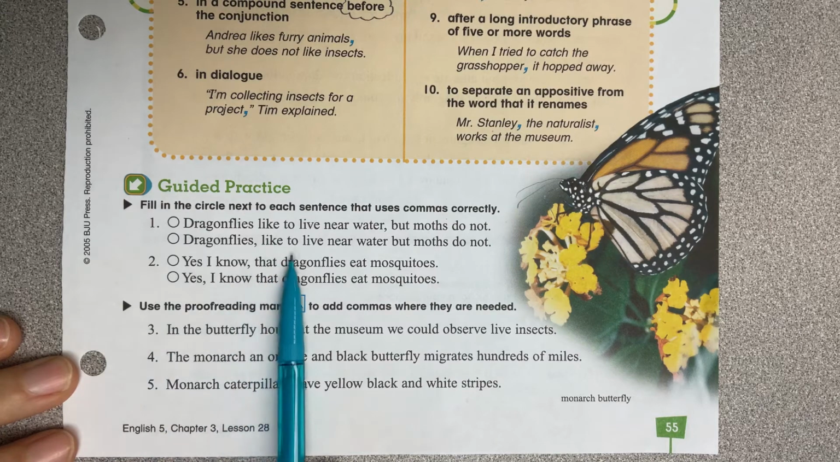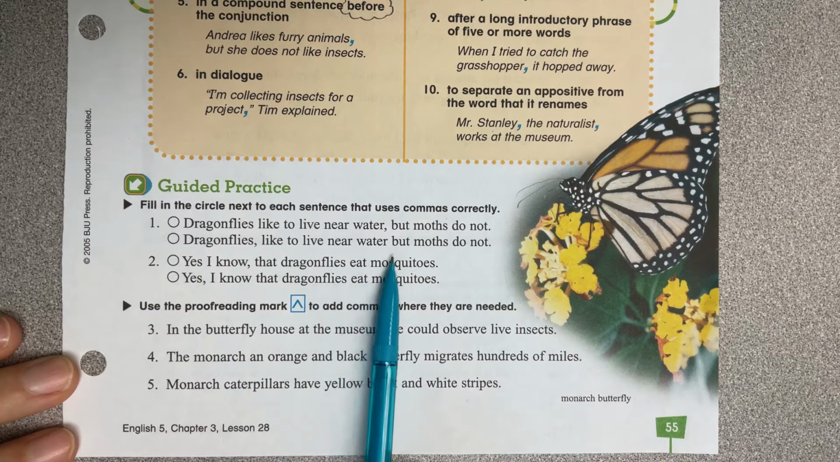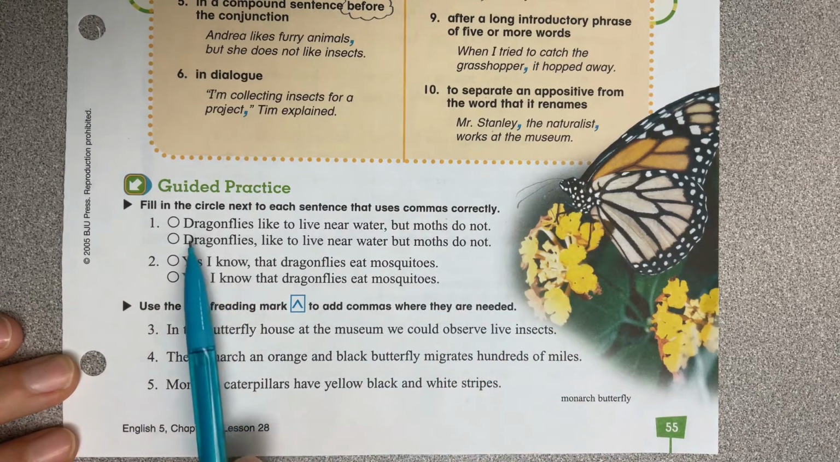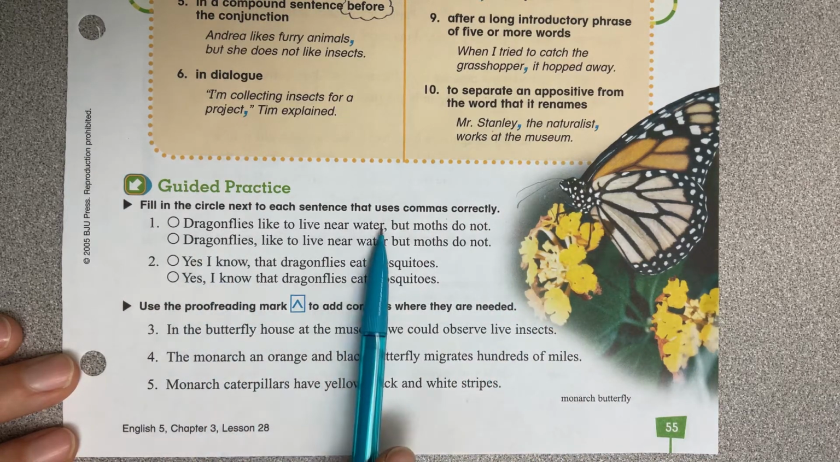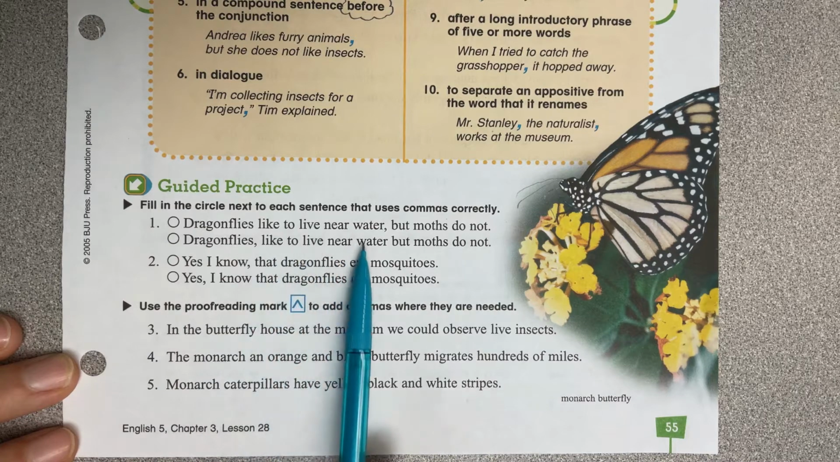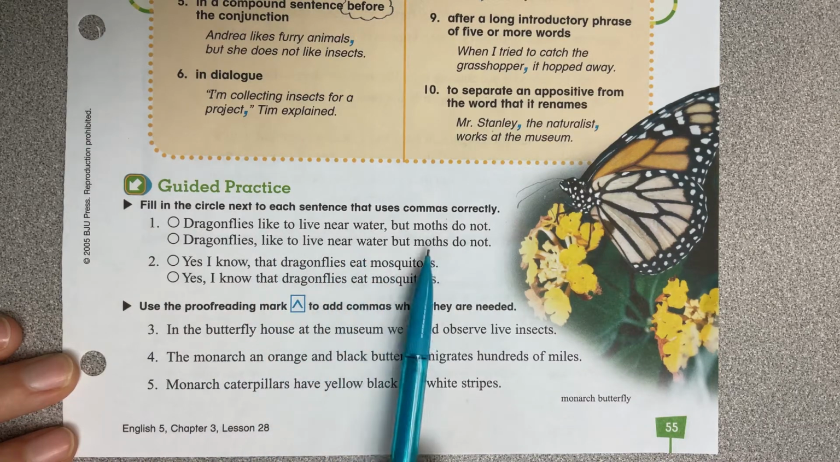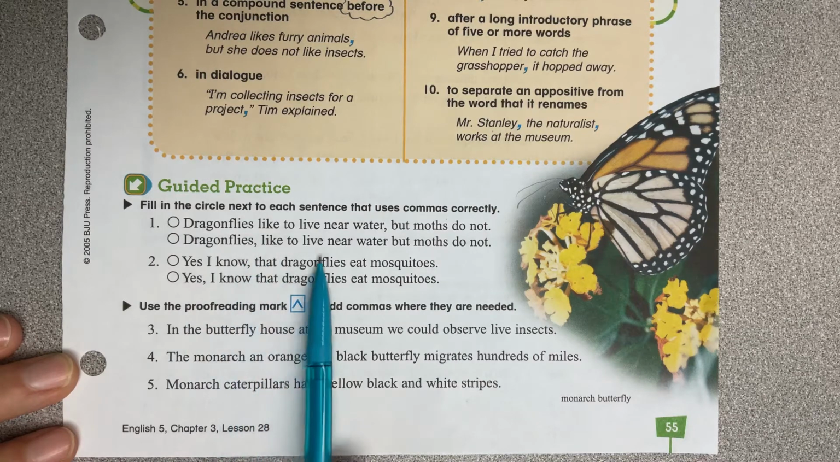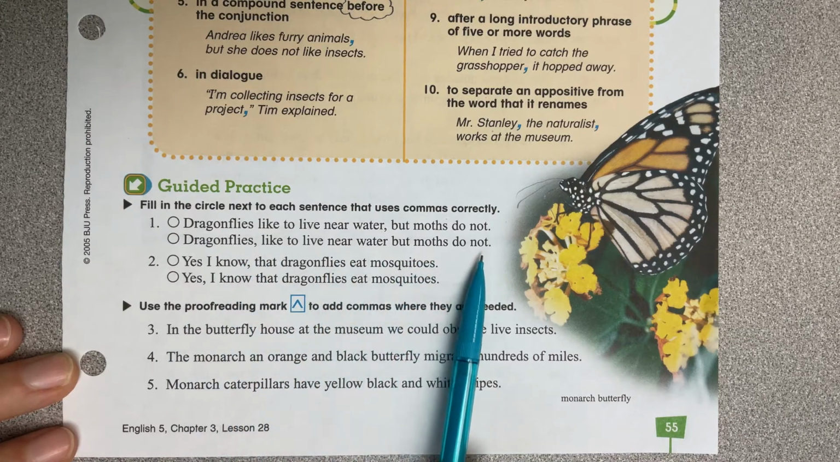Dragonflies like to live near water, but moths do not. Okay, so the top one has the comma here, but moths do not. And the bottom one has the comma here. Dragonflies like to live near water, but moths do not.